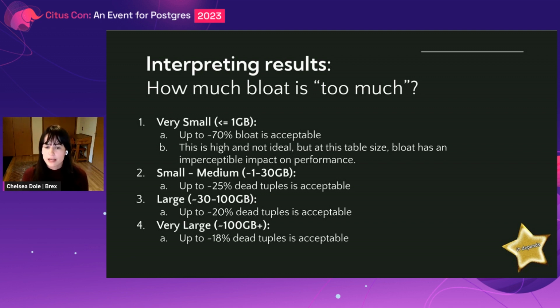For small to medium tables, 1 to 30 gigs roughly, up to 25% is acceptable. 30 to 100 gigs, I would say up to 20% is acceptable. And very large tables, which is over 100 gigs, up to around 18% is acceptable. These are all based on my personal experience, and they're up to change depending on what sort of system you work in.